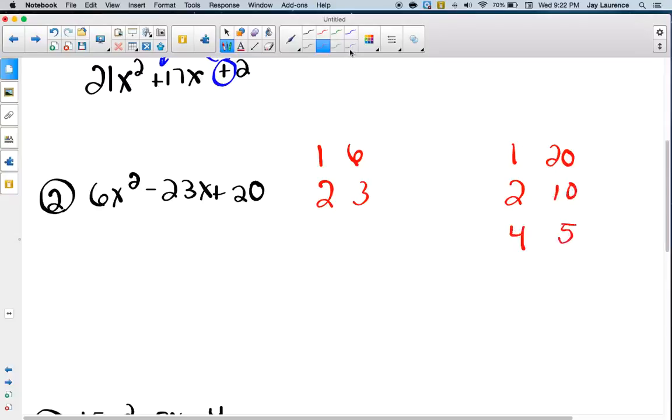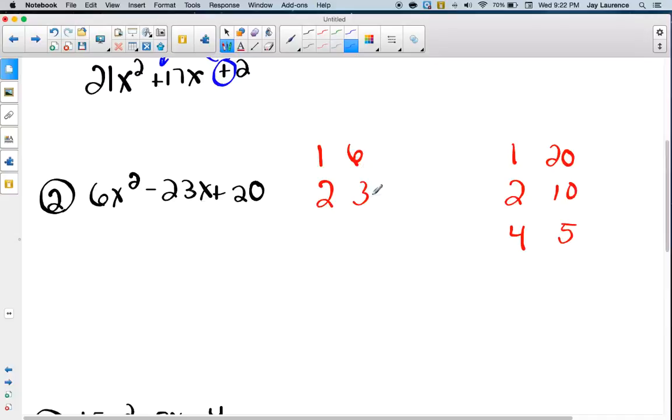All right, I'm going to multiply one of the factors of 6 by one of the factors of 20. I'm going to multiply their partners together. I know I'm going to add because C is positive, and I have to get negative 23. Now, I'll tell you what, I'm just going to get positive 23, and then I'll show you how to adjust that. So let me see here.